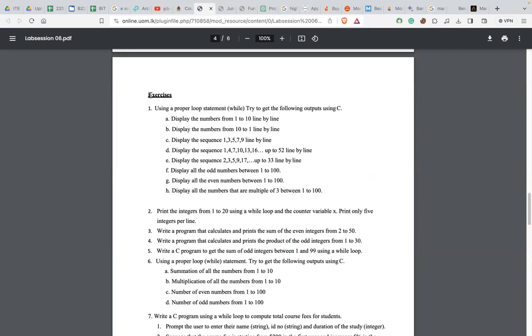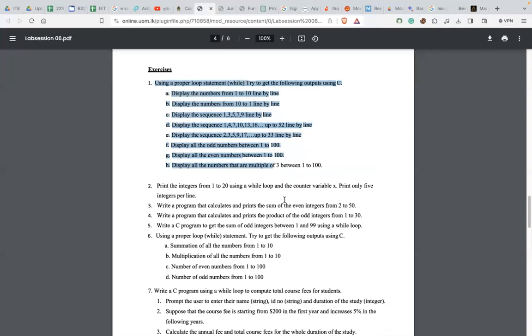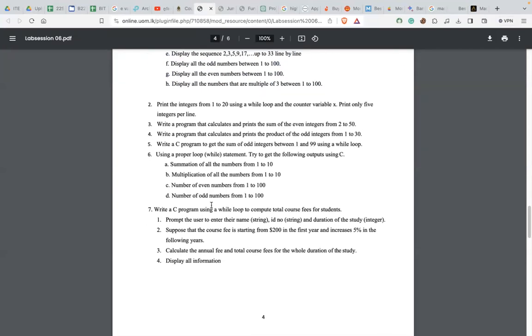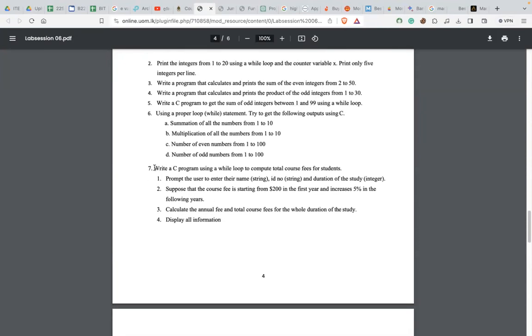The first exercises, I think you did it in the previous lab session, for loops. Let's take question number 7. How can we do this one? It asks to write a C program using a while loop to compute total course fees for students. Prompt the user to enter their name as a string, the ID number as a string, and the duration of the study as an integer.